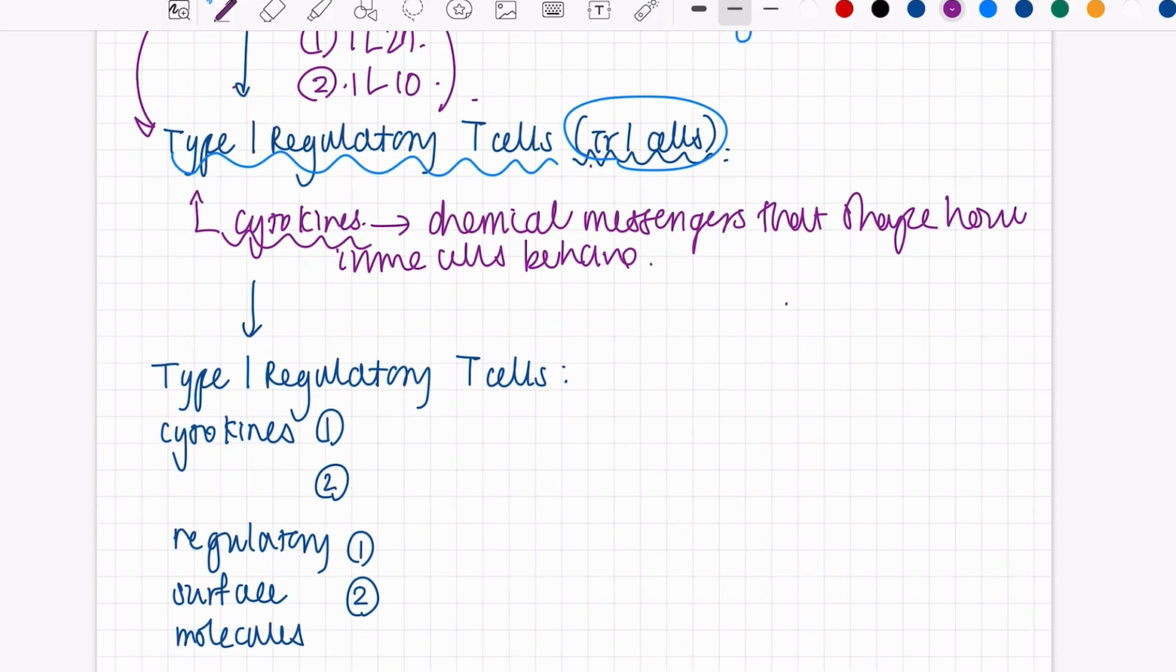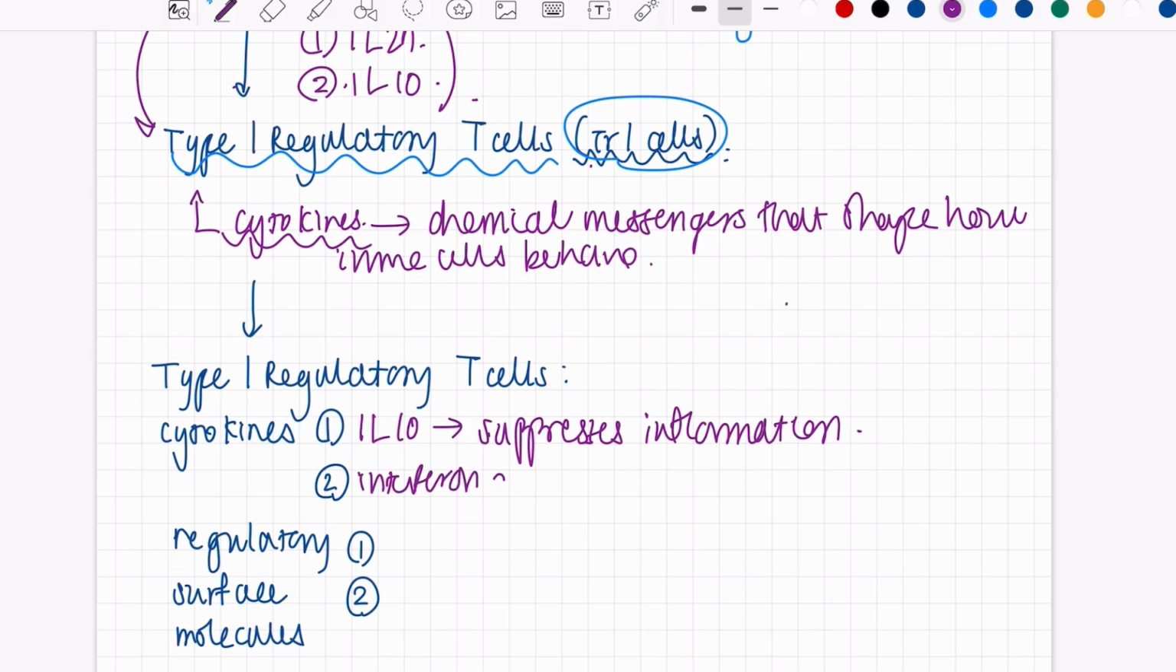Now, these type 1 regulatory T cells are defined by their co-production of essentially two cytokines. Now, these two cytokines are going to be IL-10, which we've just seen, which essentially just suppresses inflammation, and interferon gamma, also known as IFN gamma. And this is going to enhance the ability of these type 1 regulatory T cells to kill the malaria parasite.